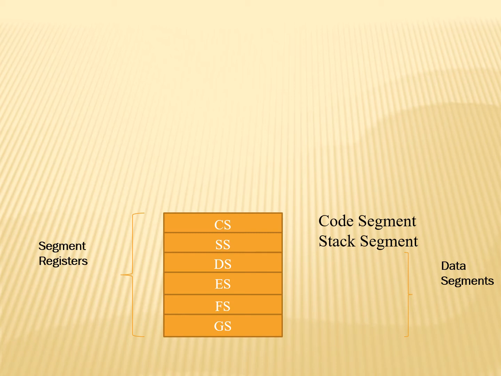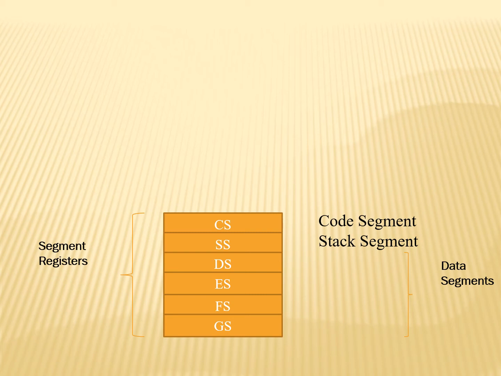Each and every segment has its own specification. The most important segments are the code and the data segments, because the code segment contains all the instructions that we require to execute the program, and the data segment, that is DS, has all the data that we require for the operation. The segment registers in the 32-bit family are 16-bit, and here we have the code segment, stack segment, and 4 data segments: DS, ES, FS, and GS. In the 16-bit family, we had 2 data segments, but here in the 32-bit family we have 4 data segments.